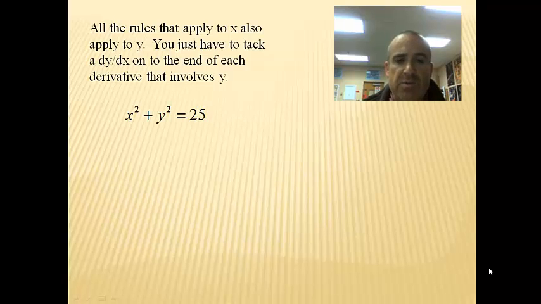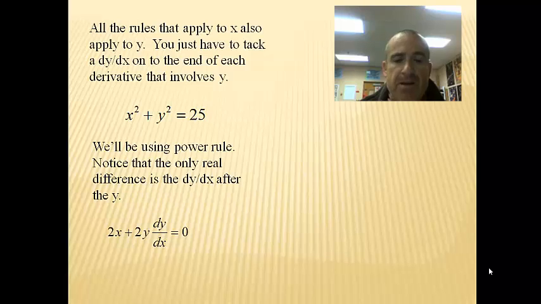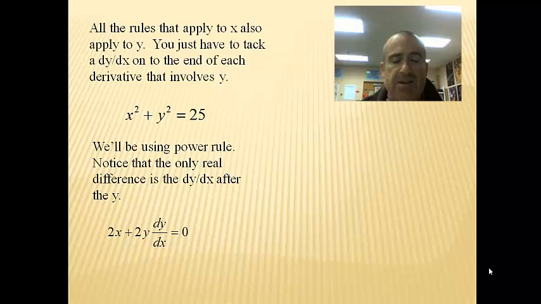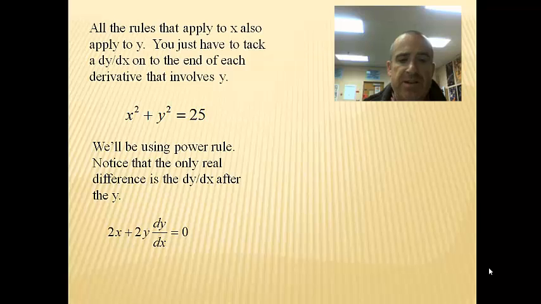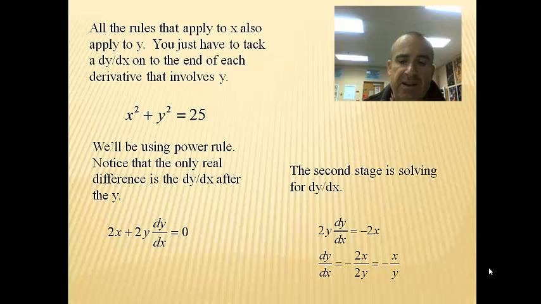So we have x squared plus y squared equals 25. We're going to use the power rule. The derivative of x squared is 2x. The derivative of y squared is 2y. But since it's the derivative of a y, we have to tack on a dy dx. The derivative of 25 is 0. Our final step is to solve for dy dx. So I'm going to move the 2x over and then divide by 2y. So move the 2x over, divide by 2y, simplify if possible so the 2's cancel out, and I get negative x over y for my derivative.